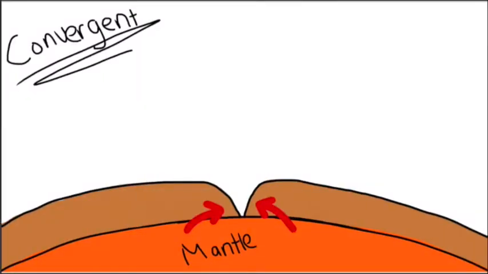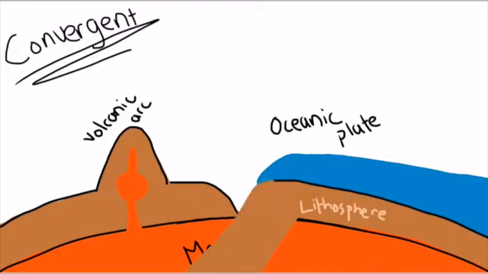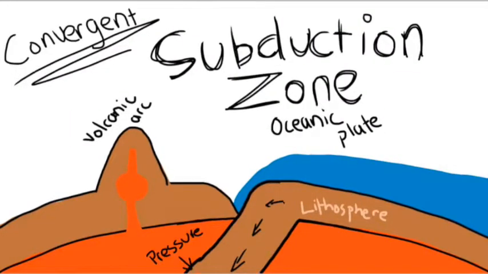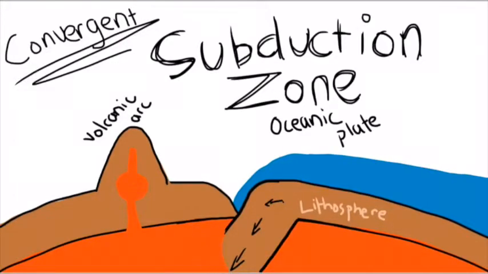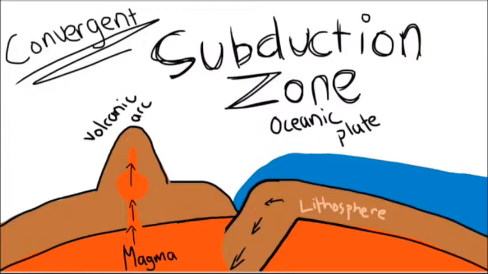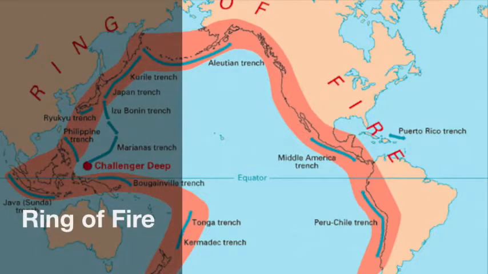Convergent boundaries occur when two plates are moving towards each other. If one plate is denser than the other, usually the oceanic plate, it sinks underneath the other, which is called a subduction zone. Due to the pressure and high heat, the crust underneath melts and forms into magma. This magma rises up to the surface and a volcano is formed, thus making it a volcanic arc. An example of this is the Ring of Fire, a bunch of active volcanoes that surrounds the Pacific Ocean.